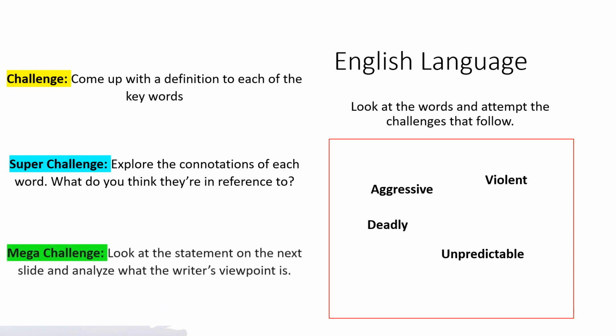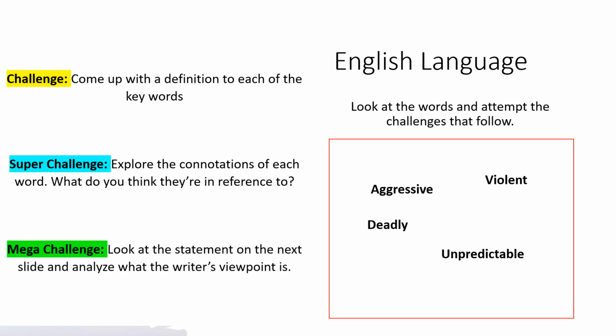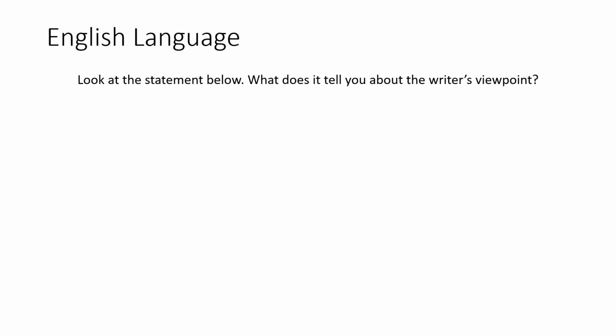And then for the mega challenge, I want you to have a look at the statement on the next slide and analyse what the writer's viewpoint is. Now, if you've heard this before, then that's absolutely fantastic, because this is the whole point of English Language Paper 2, and that is understanding the writer's viewpoint. So if you're able to do that, you're on a really good stage to start understanding some of the key things for Paper 2. Look at the statement below. What does it tell you about the writer's viewpoint?